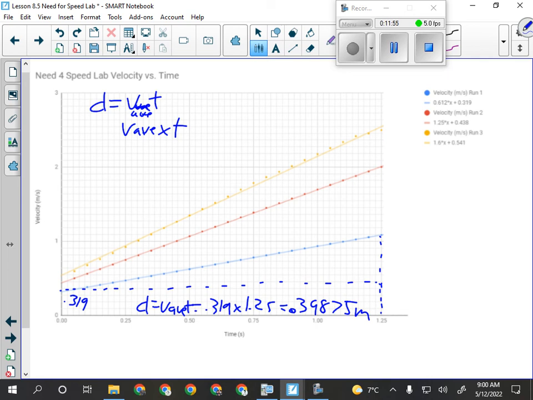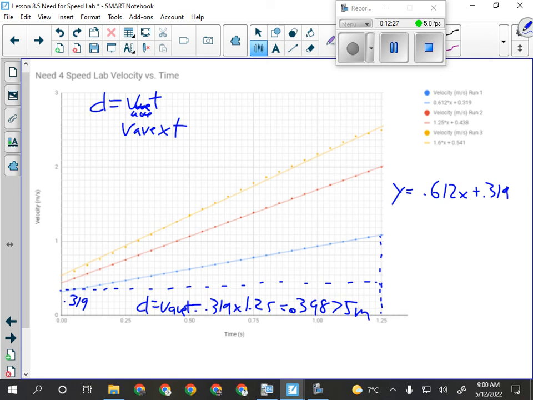Now, I don't know what the height of my triangle is because I don't know what y is at 1.25 seconds. But can I figure it out? How can I figure out a y value if I know x is 1.25 seconds? Use the equation. That's what the equation calculates for. Remember, this is y equals 0.612 times x plus 0.319.